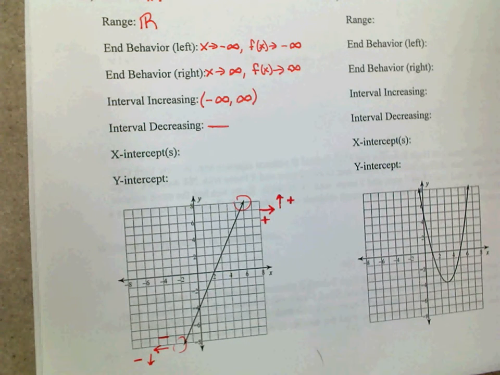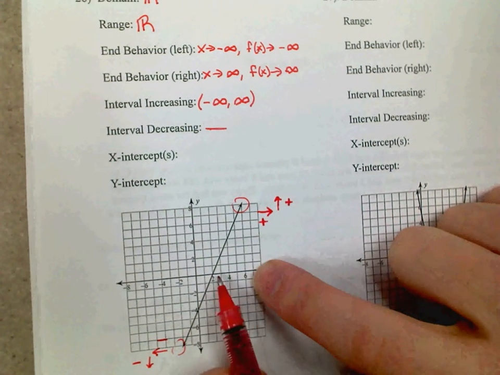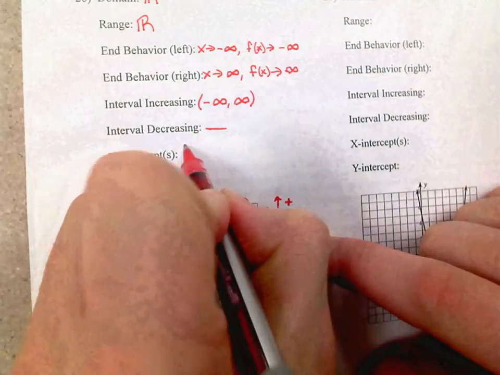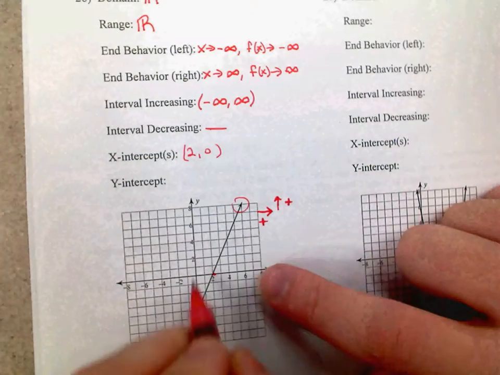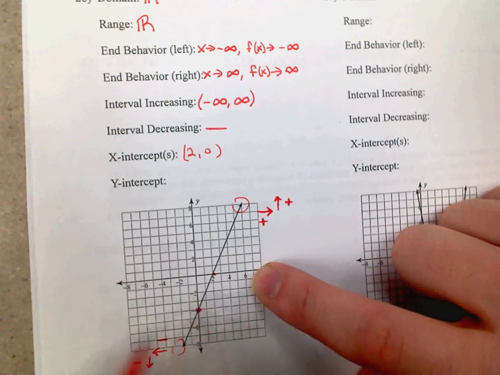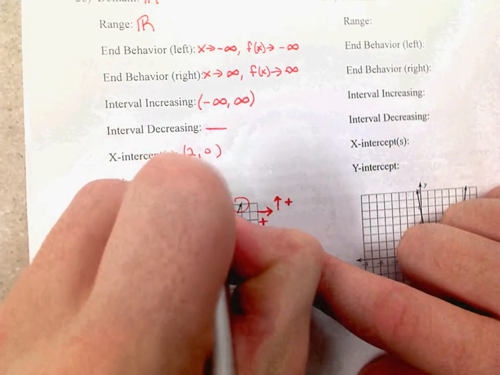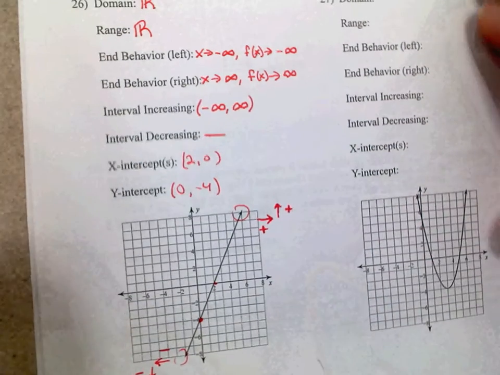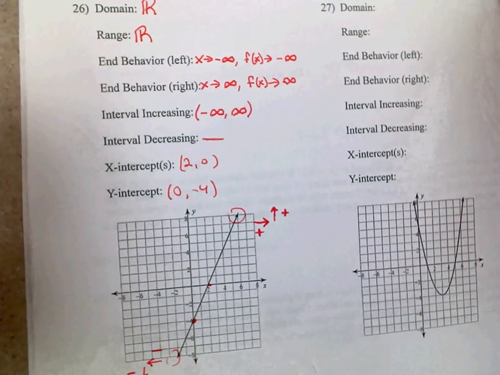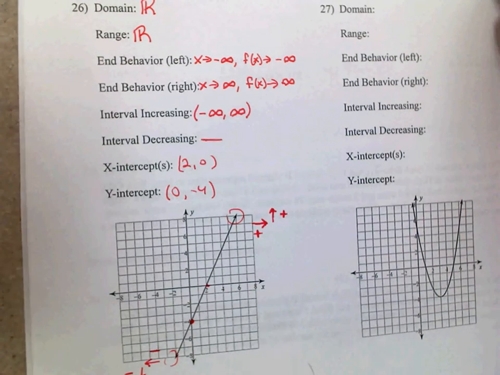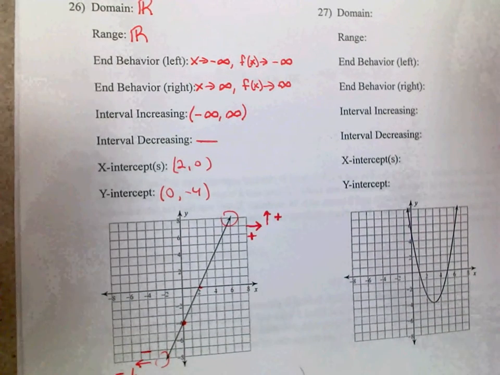And then the intercepts, we can see them on the graph. The x-intercept would be where it crosses the x-axis. That would be at (2, 0). And the y-intercept where it crosses the y-axis would be at (0, -4). Okay, fairly simple on linear. Quadratic will be a little bit more involved than that, but it's the same concept. You're looking for the exact same things.